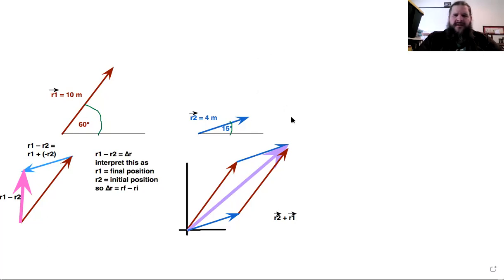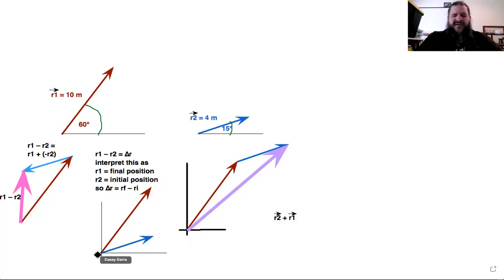So going back to the idea of the origin on a graph, instead of putting these vectors together head to tail, let's make another copy of R1 and put R2 at the same origin. R1 and R2 can be thought of as describing two different locations relative to the same origin point. Then R1 minus R2 could be thought of as the change from R2 to R1. Again, if you think of this as final minus initial, imagine we're starting at location R2 and moving to location R1. That's just going to be this change.